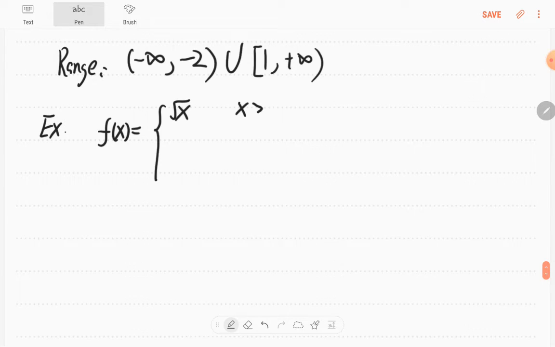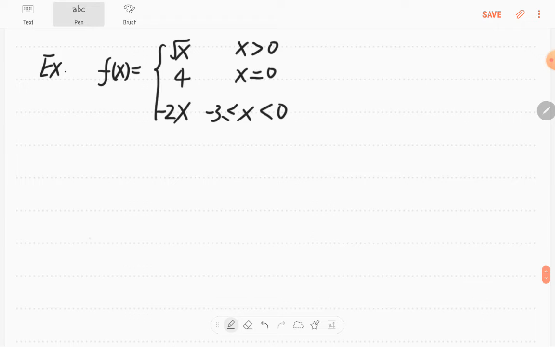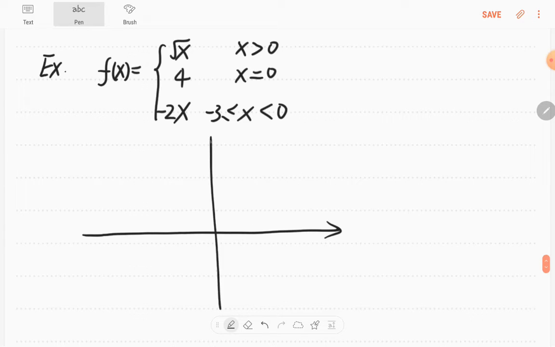The function is square root of x when x is greater than 0, equals 4 when x equals 0, and negative 2x when x is greater than or equal to negative 3 and less than 0. Okay, so let's draw the graph. From negative 3, it's negative 2x, from negative 3 to 0. But 0 should not be included, right? 0 is a hollow circle. We're starting from this point. When x equals negative 3, it's equal to 6, right?